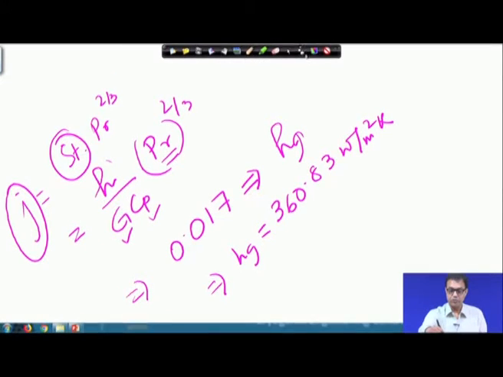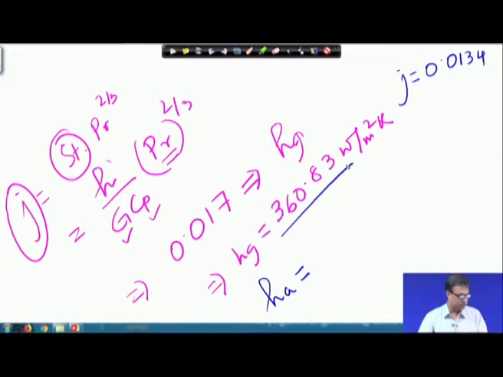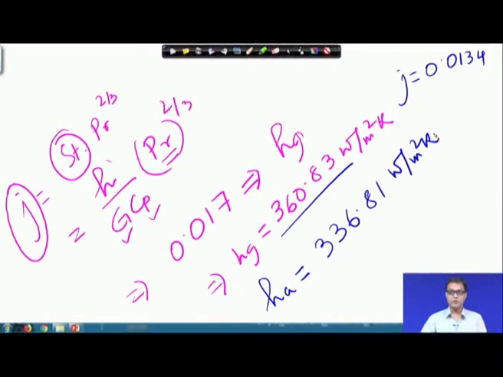Similarly, we need to put the value of the heat transfer coefficient corresponding to the air side, where we have the j value given as 0.0134. If we put all those values, it will come out to be 36.81 watt per meter square Kelvin. So, now we have the heat transfer coefficient for the air side and the gas side.